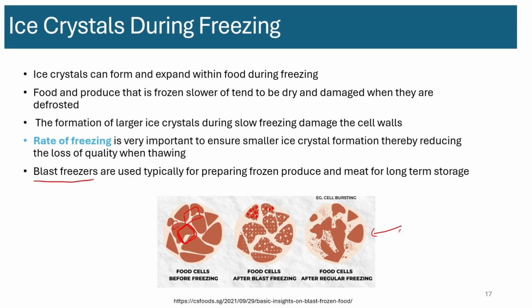Typically, there are blast freezers that are used for preparing frozen food and meat. So when you buy, for example, meat that is frozen and shipped from overseas, if they have done the blast freezing correctly before packaging, the texture of that meat or fish would be very similar to fresh fish. But if it is not done correctly, the moment you thaw it and put it in a little bit of water, you will see that the meat will disintegrate because the cell walls have been damaged. So this is another way you can damage food inside a freezer.